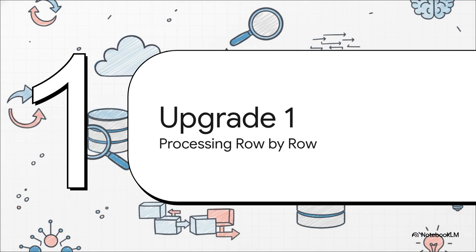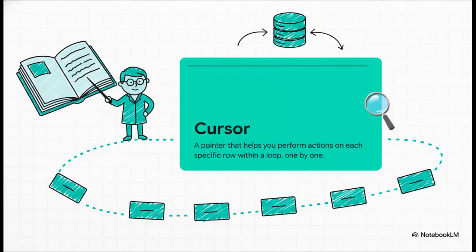Normally, when you run a query, it just dumps all the results on you at once. But what if you need to be more surgical? What if you need to handle your data one piece at a time, row by painstakingly row? That, my friends, is where a cursor comes in.